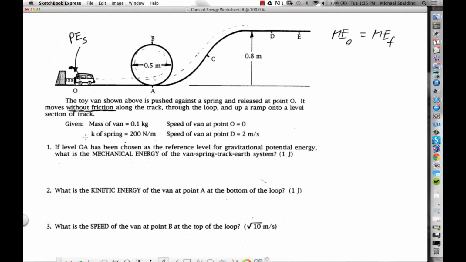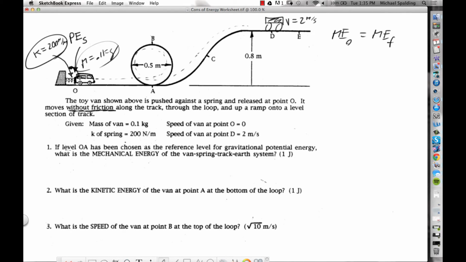All right, they tell us the mass of this van. We know the mass. It's 0.1 kilograms. We're given the spring constant. That's going to come in handy later. The spring constant is 200 newtons per meter. What else do we have? Oh, when the van is up here at point D, it has a velocity of 2 meters per second. And I think that's it. And it starts from rest, right? Before the van is released off the spring, it starts from rest.